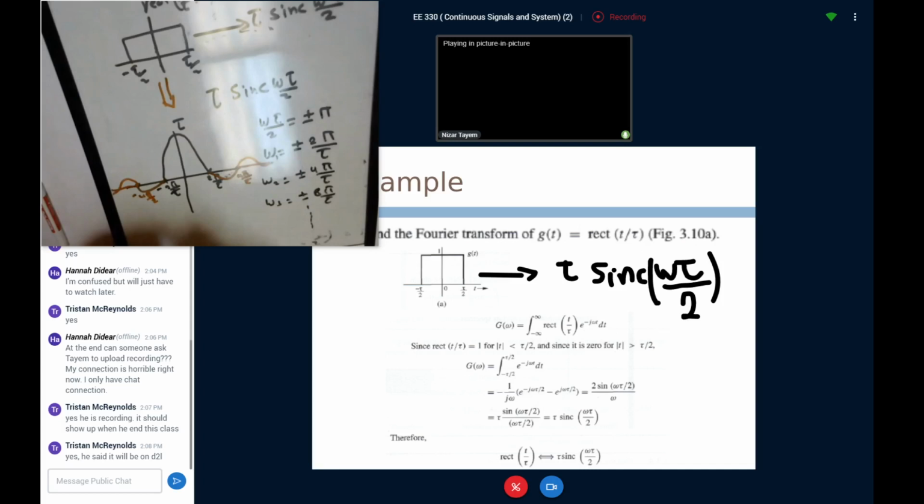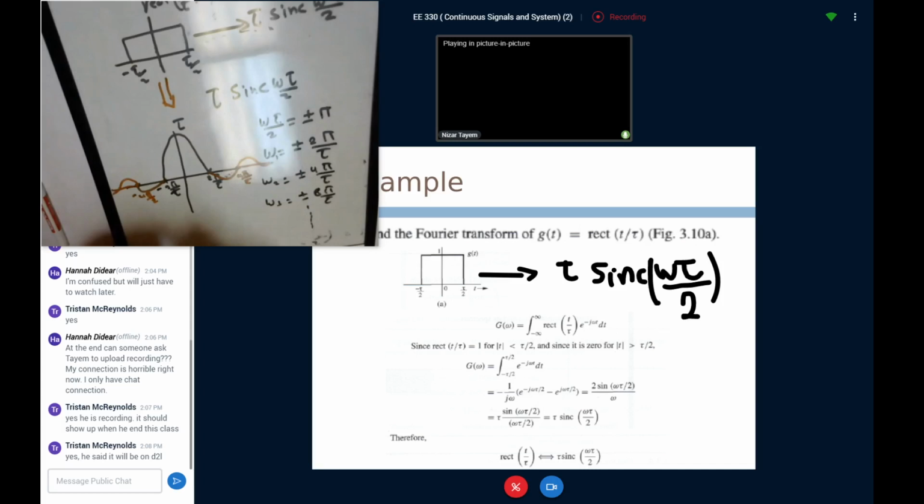So from rect we get sinc, and from sinc we get rect. Just to remember the duality: if I have f of t, the Fourier transform for f of t is going to be F of omega, right? Now, if I interchange omega with t, changing omega to t, we'll have another function, not f of t, it's another function.